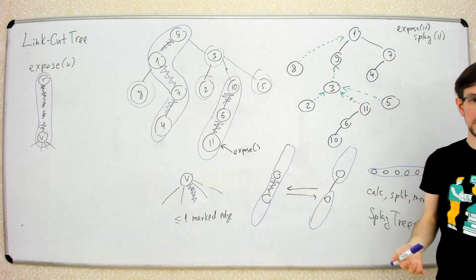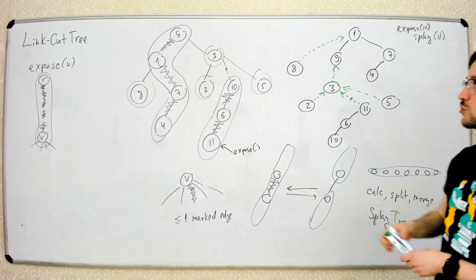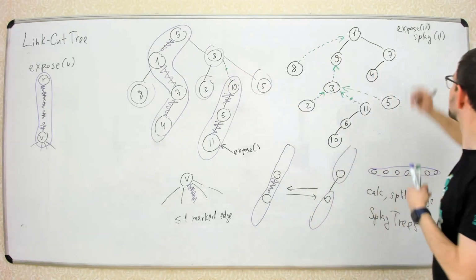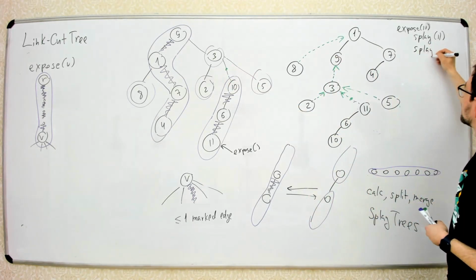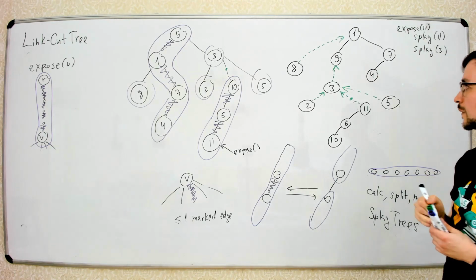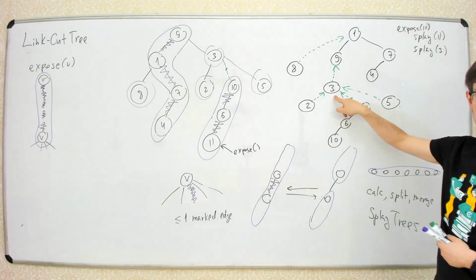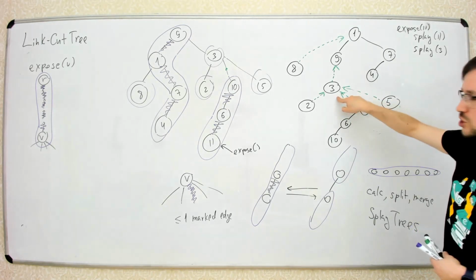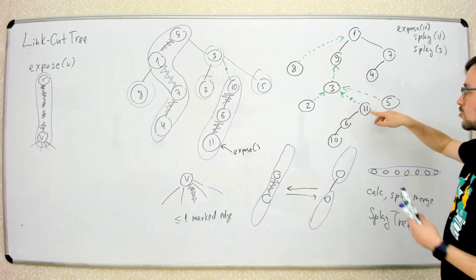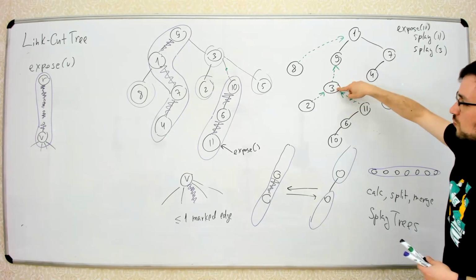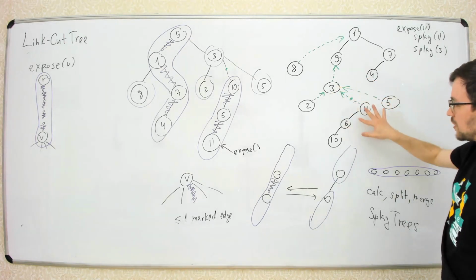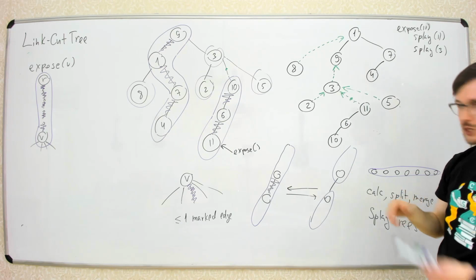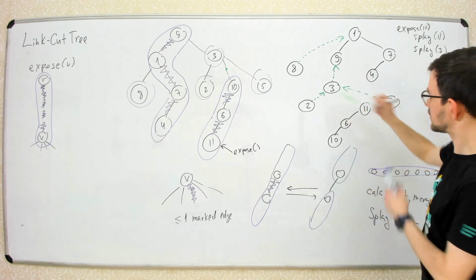How to merge two splay trees? Pretty simple. You need to splay this node 3. It's simple because it's already the root. And now you attach your tree as a right child of this node 3. So you simply take this splay tree, now 3 is the root, you attach your tree as a right child of this 3. So simply make it like this.